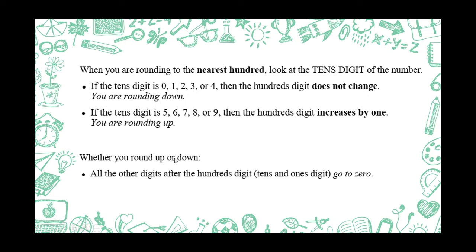Whether you round up or down, all of the digits after the hundreds digit, which is the tens and ones, go to 0. Okay, I will show you with some examples.